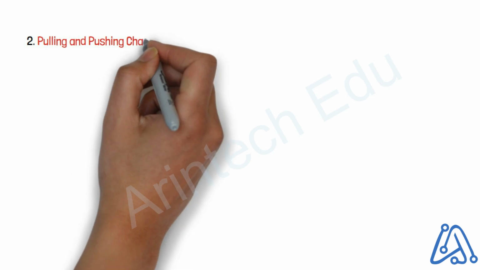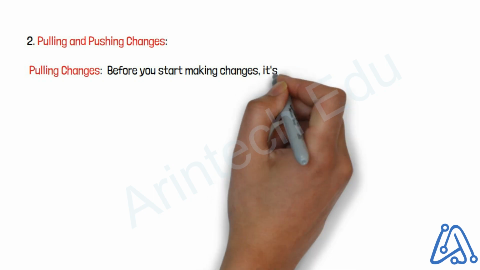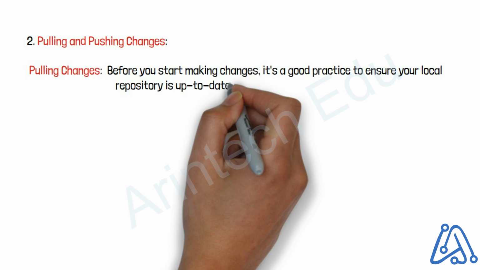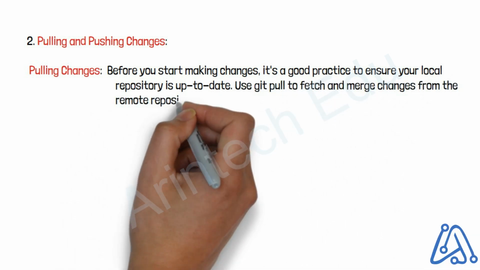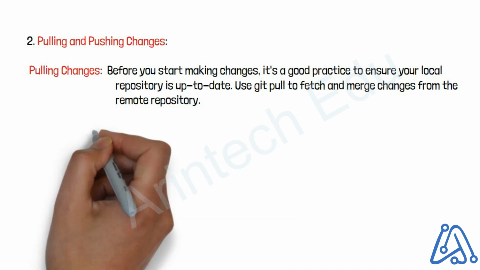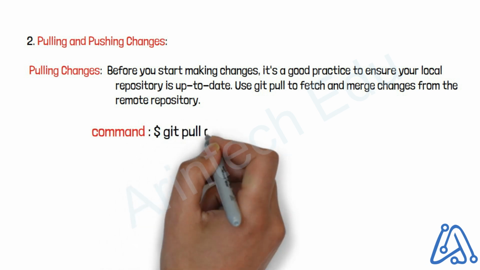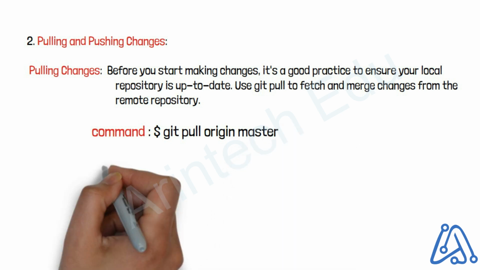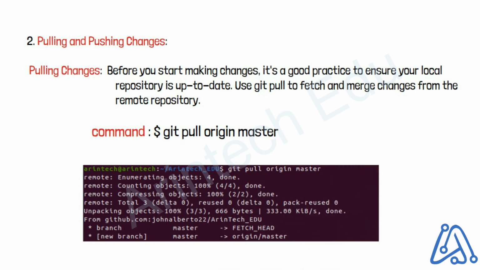2. Pulling and pushing changes. Pulling changes. Before you start making changes, it's a good practice to ensure your local repository is up to date. Use git pull to fetch and merge changes from the remote repository. Command: git pull origin master. This command is a combination of two other git commands, git fetch and git merge. It fetches changes from a remote repository and then merges them into the current branch.